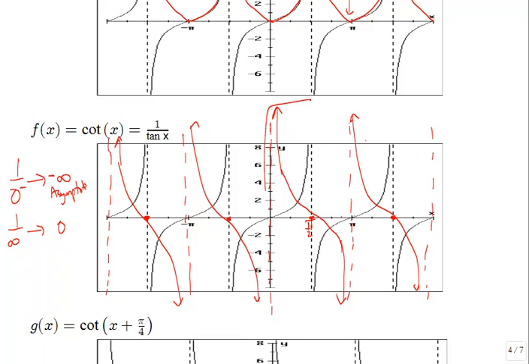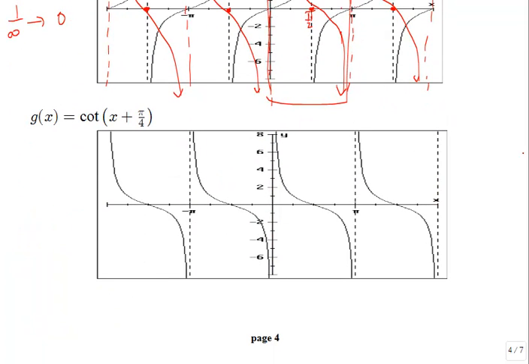So this is your basic shape for cotangent. One of these little squiggles here represents one full cycle of cotangent, and it happens within this width of pi. So the period of cotangent is pi as well, just like the period of tangent was pi.